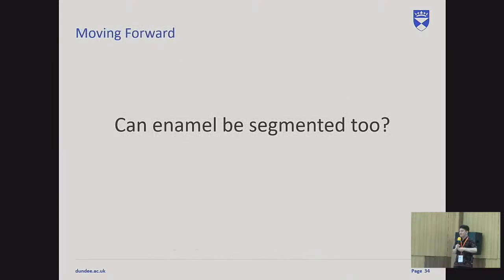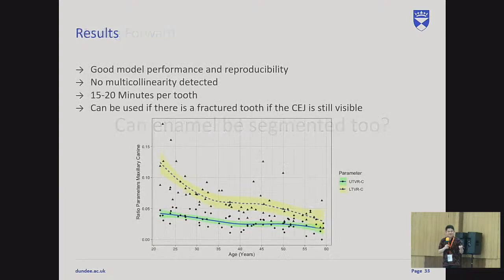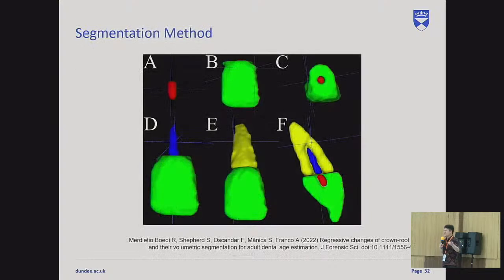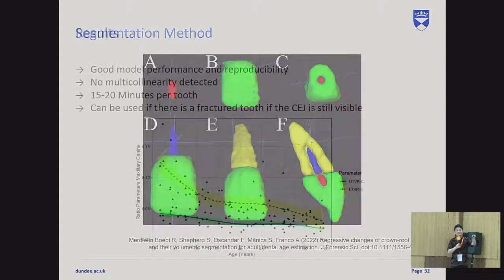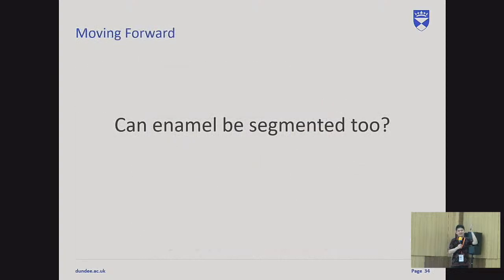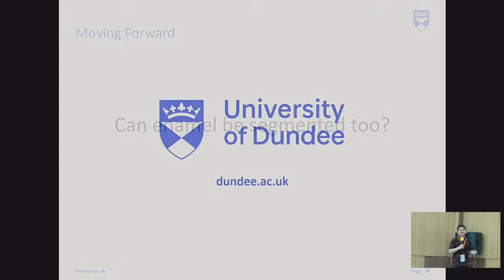And well, we are not easily satisfied. We still want more. So we start asking questions. In the previous one, as you can see, we are not separating the enamel. But now we start asking questions: can the enamel be segmented too? We can separate the enamel. But first I will talk about it.